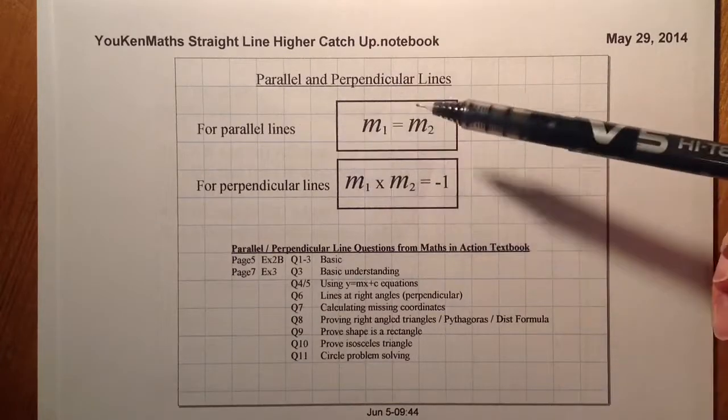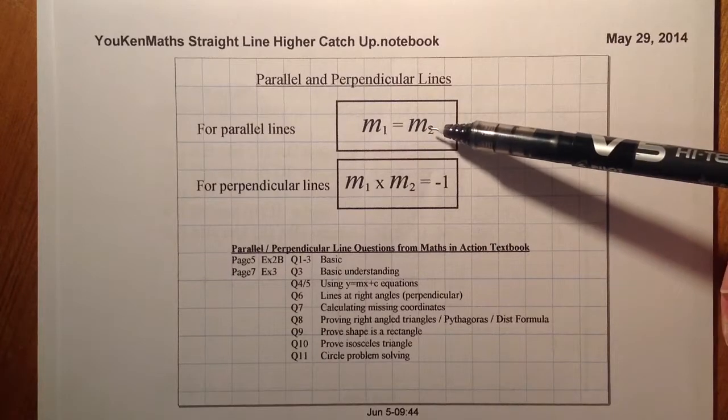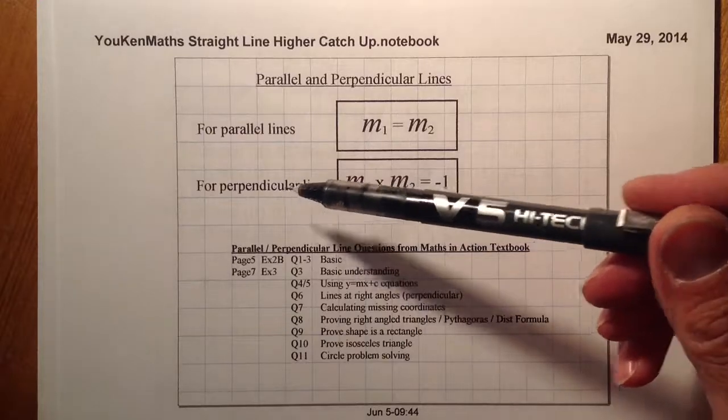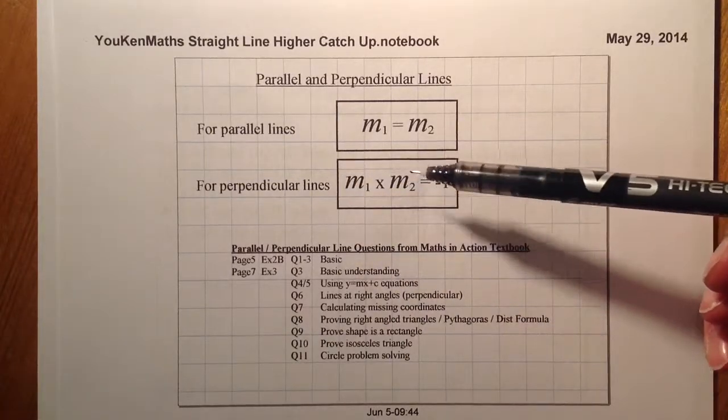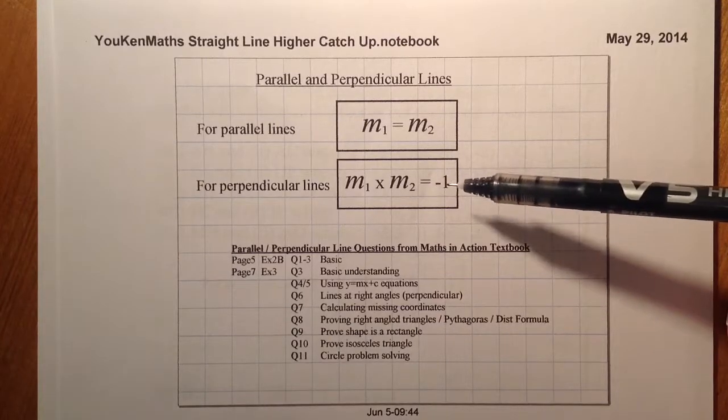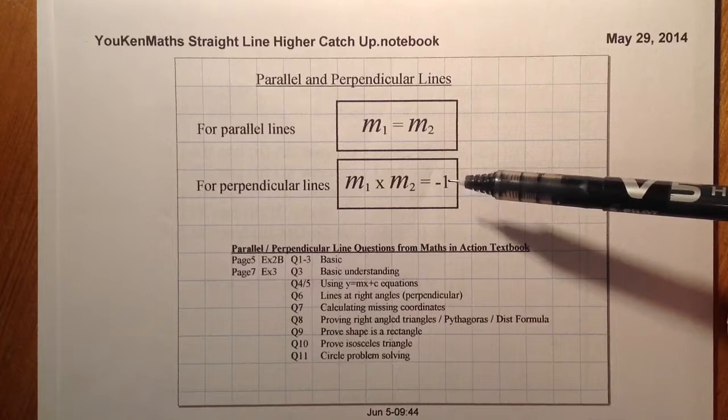Remember, for parallel lines, gradient 1 is equal to gradient 2, so the gradients are exactly the same. For perpendicular lines, gradient 1 times gradient 2 must equal -1. If they don't equal -1, they're not perpendicular. Even if it's really close, they're still not perpendicular. It must be -1.